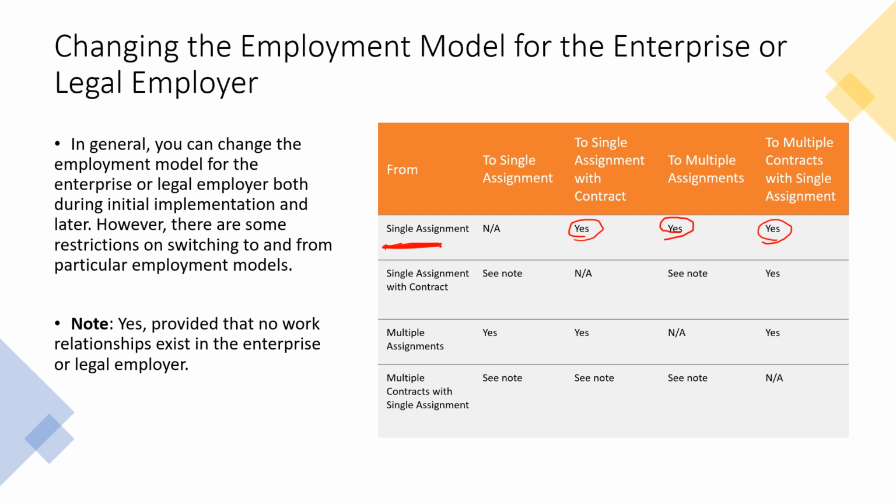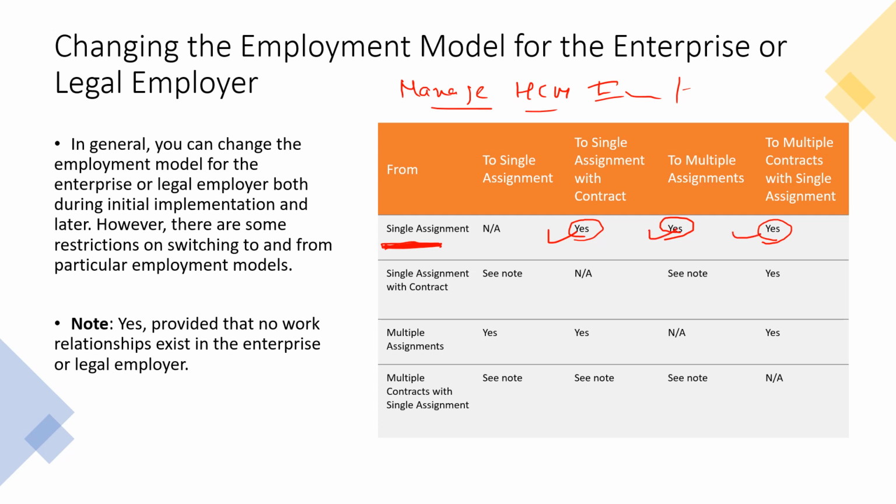So when I am selecting an enterprise, that is where we can select the employment model. There is a placeholder called Manage HCM Information at enterprise. I will show you in the application as well. There we have to select these models, and from there it is going to be impacted. So when I select the single assignment, I have the option to make changes at a later stage.